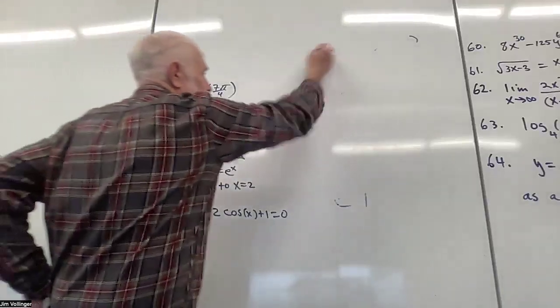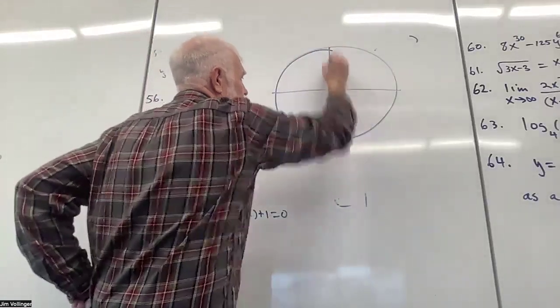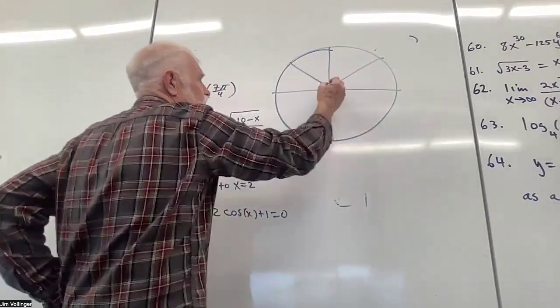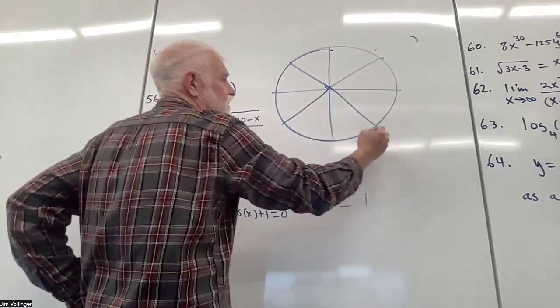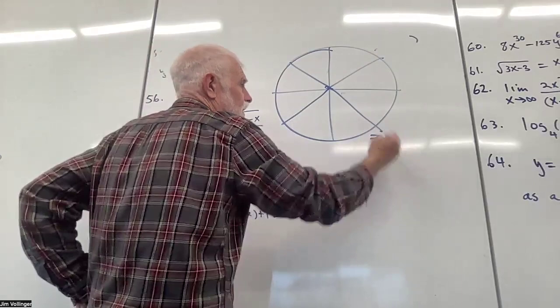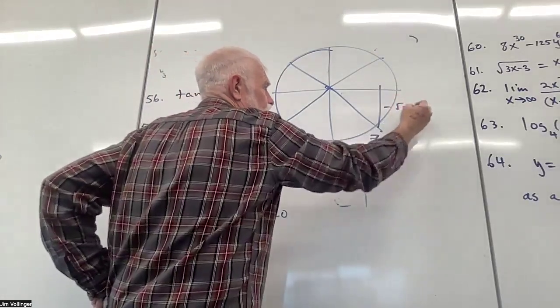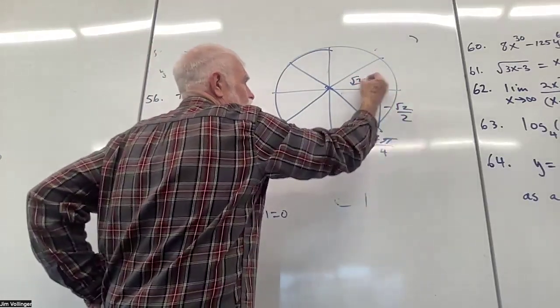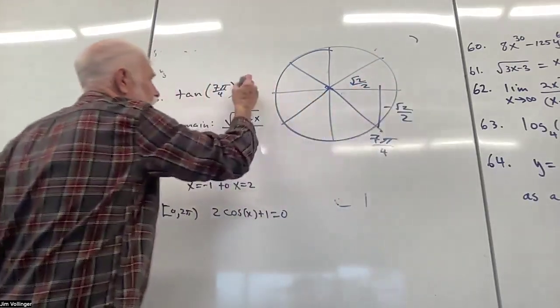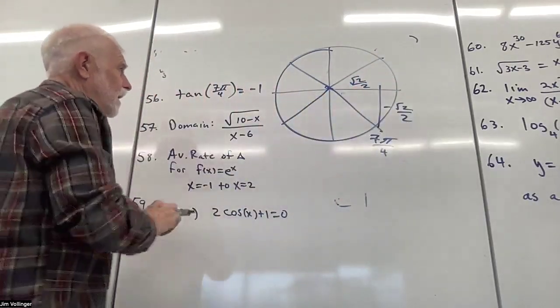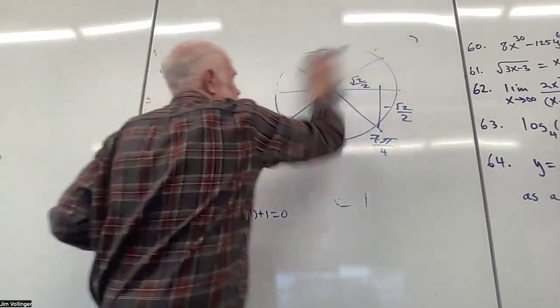7 pi over 4. So we got the circle. We're going to break it up into 4 parts, which means we got another 4 parts here. This is 7 pi over 4 here. The tangent is minus root 2 over 2 divided by root 2 over 2, and that divided by that is -1. All right, let's get rid of that for some space.